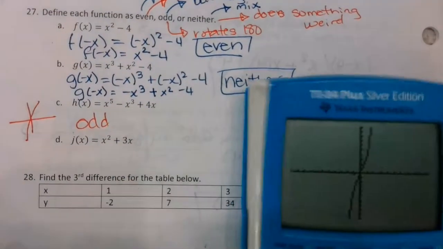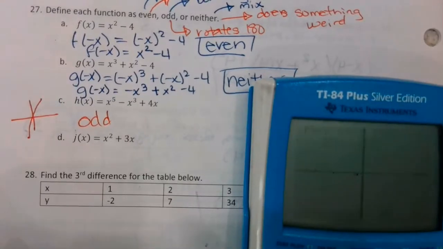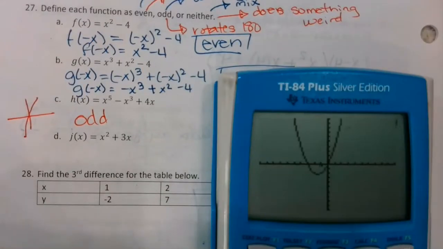Then I'm going to do the same thing for D. So I'm going to do y equals, this one is x squared plus 3x. I graph this. I can't fold this over nicely over the y-axis.